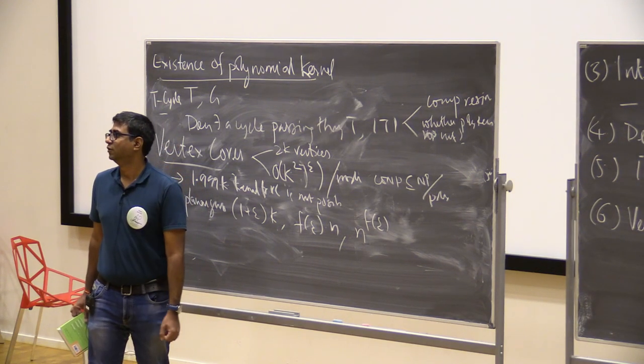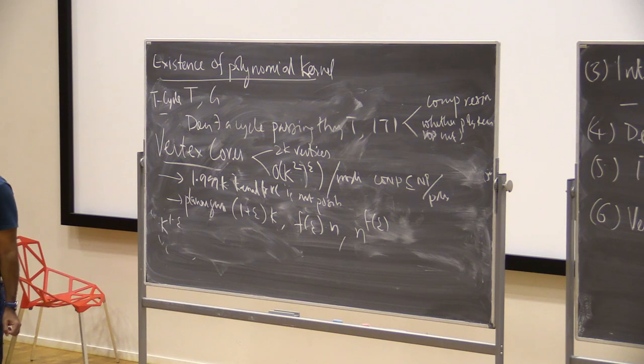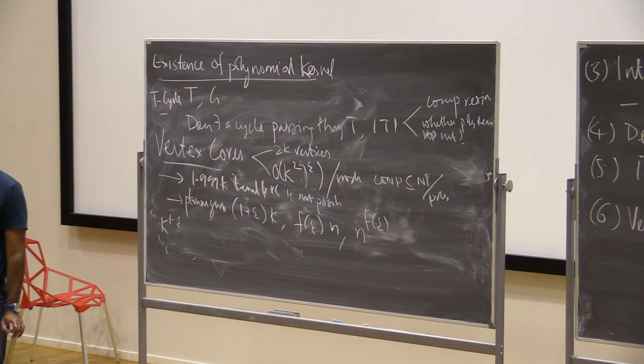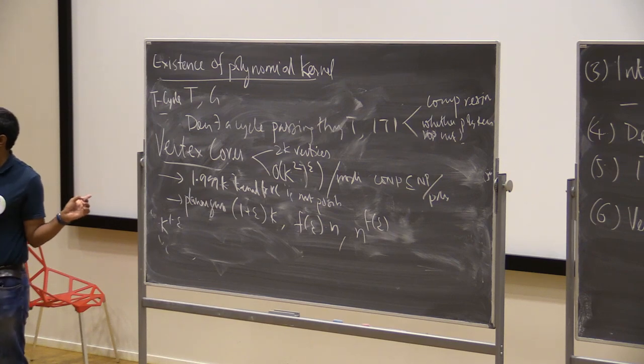Actually, I don't know. A 1.33k kernel is not possible, unless P equals NP or something like that. I'm always getting these numbers wrong. Yes, a lower bound, you mean? A lower bound. But we do not know an upper bound.